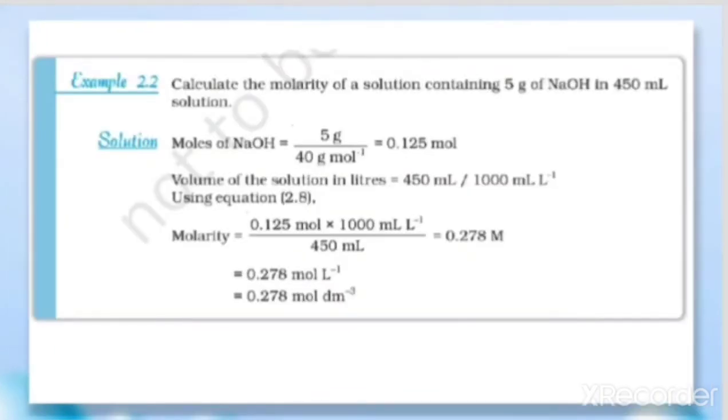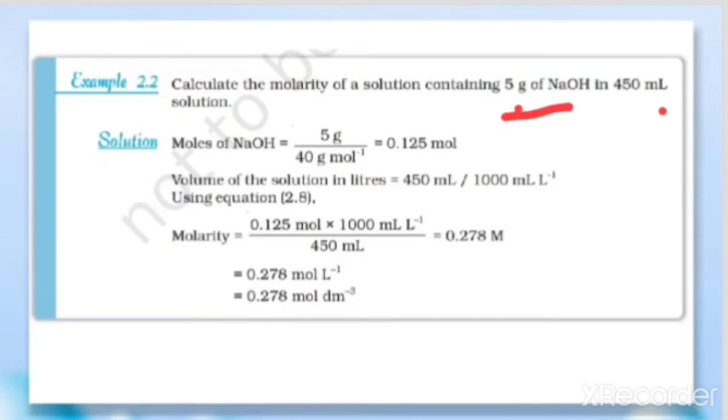Let us do a problem related to molarity. It is a textbook solved problem, example 2.2. Calculate the molarity of the solution containing 5 gram of NaOH in 450 ml solution. So it is a very clear formula, that is the given mass of NaOH.